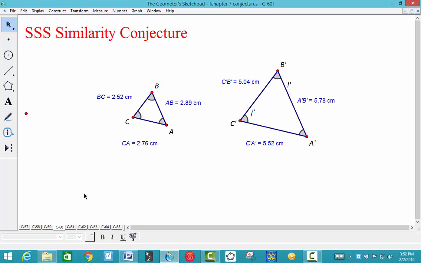Conjecture number 60, side-side-side similarity conjecture. If the 3 sides of one triangle are proportional to the 3 sides of another triangle, then the 2 triangles are similar. So we want to show that all sides are in the same ratio. So if I match up my corresponding sides, let's go to number calculate.